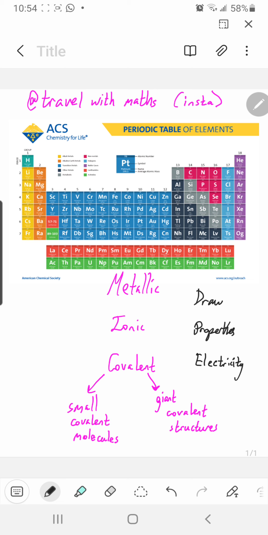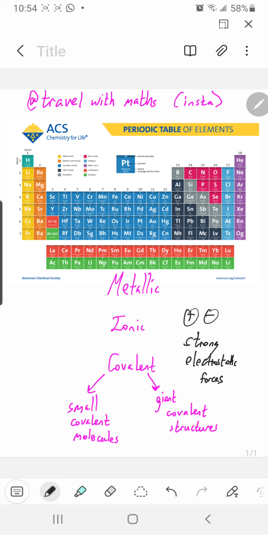Now, two things to remember before I do anything further. If there are opposite charges, so like a positive charge or a negative charge, no matter what it's from, whether it's from ions or electrons, whenever you have opposite charges, there are strong electrostatic forces of attraction between them. This phrase is very, very important.